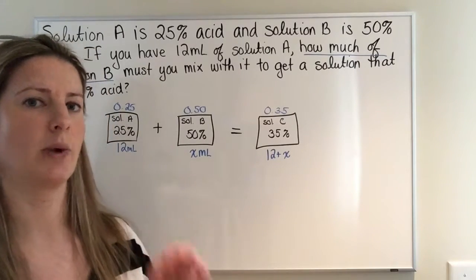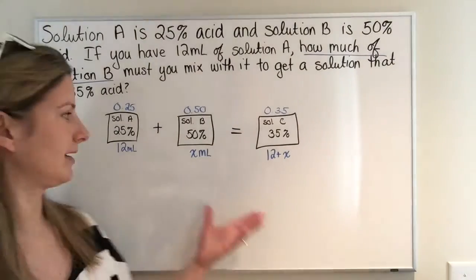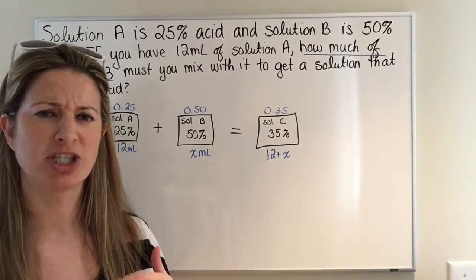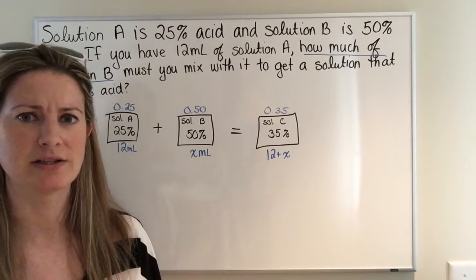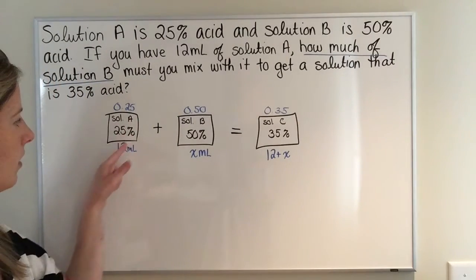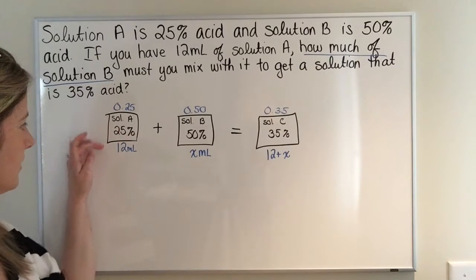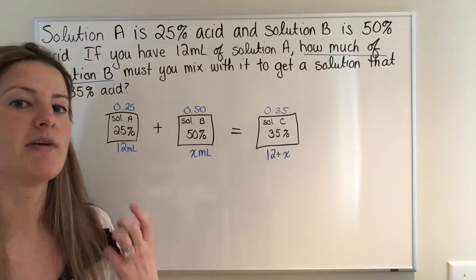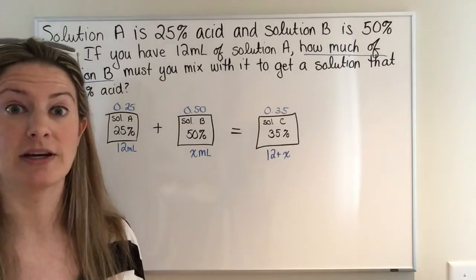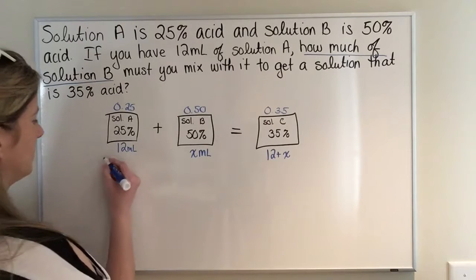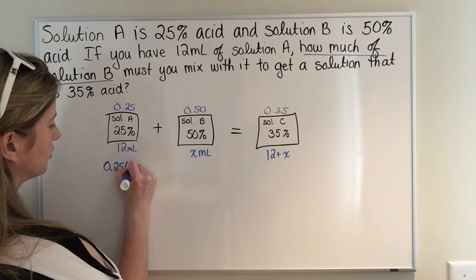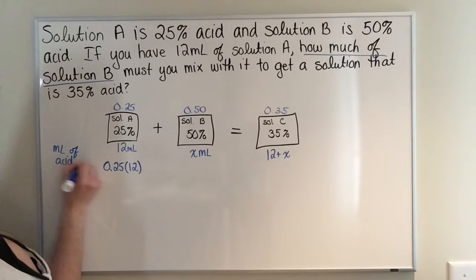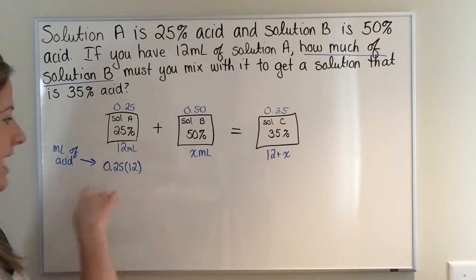So let's talk about what's really going on and how we can illustrate this situation mathematically. Basically what I need to know is how much acid is there. Let's think about it, how many milliliters of acid, right? So how could I find out how many milliliters of acid are in solution A? Well, if it's a 25% solution, that means 25% of the total number of milliliters you have is milliliters of acid. So we could illustrate that as 0.25 times 12, okay? And that's going to be milliliters of acid. That's how many milliliters of acid.